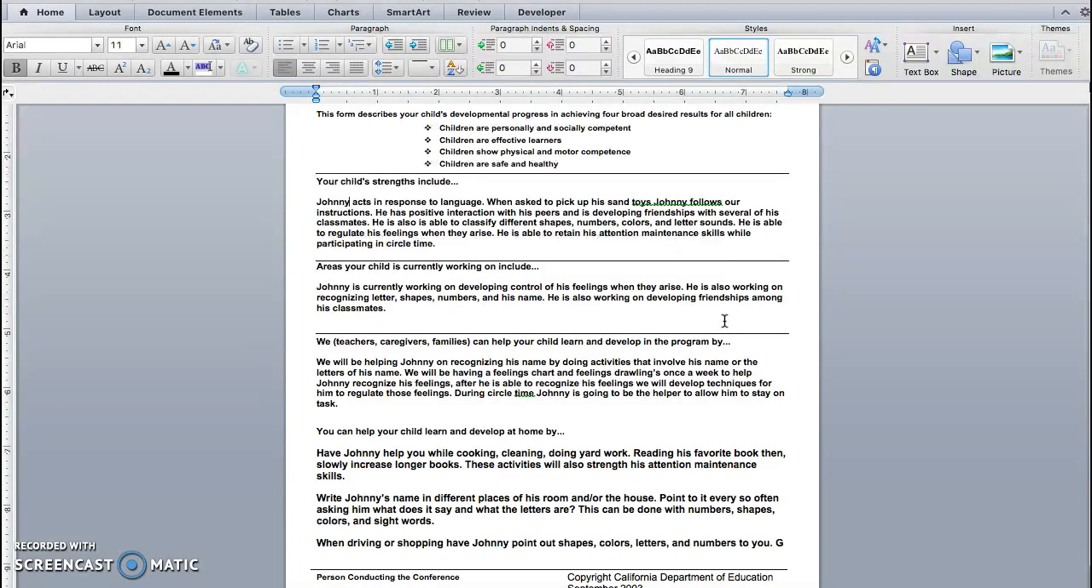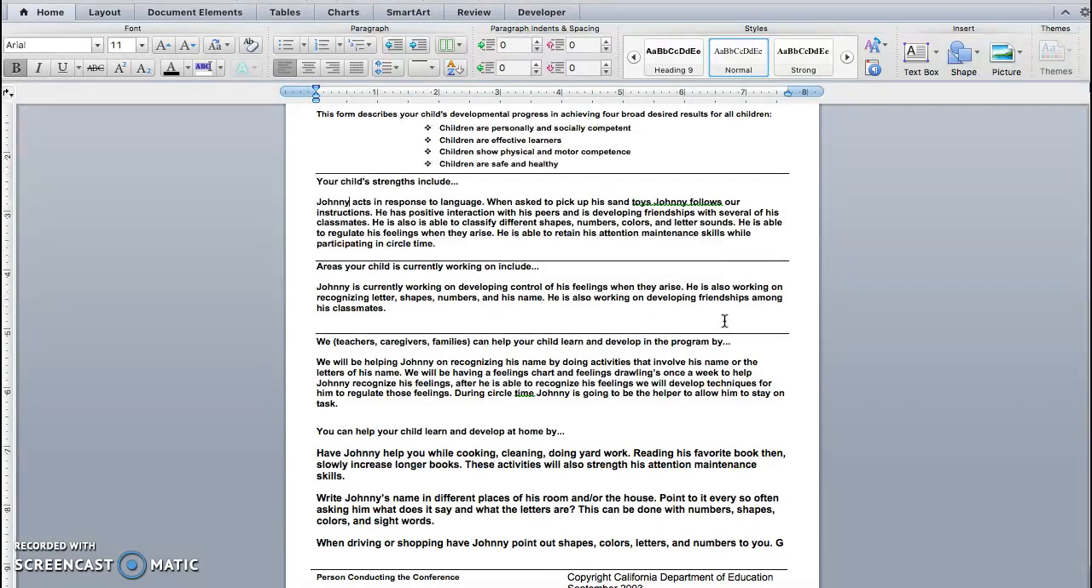I'm just saying. And then you can help your child learn and develop at home by: give specific examples. Have Johnny help you while cooking, cleaning, during yard work, reading his favorite book, then slowly increasing longer books. These activities will also strengthen his attention maintenance skills. Write Johnny's name in different places of his room and or the house. Point to it every so often and ask him what does it say and what are the letters. This can be done with numbers, shapes, colors, and sight words. When driving or shopping, have Johnny point out shapes, color, letters, and numbers to you.